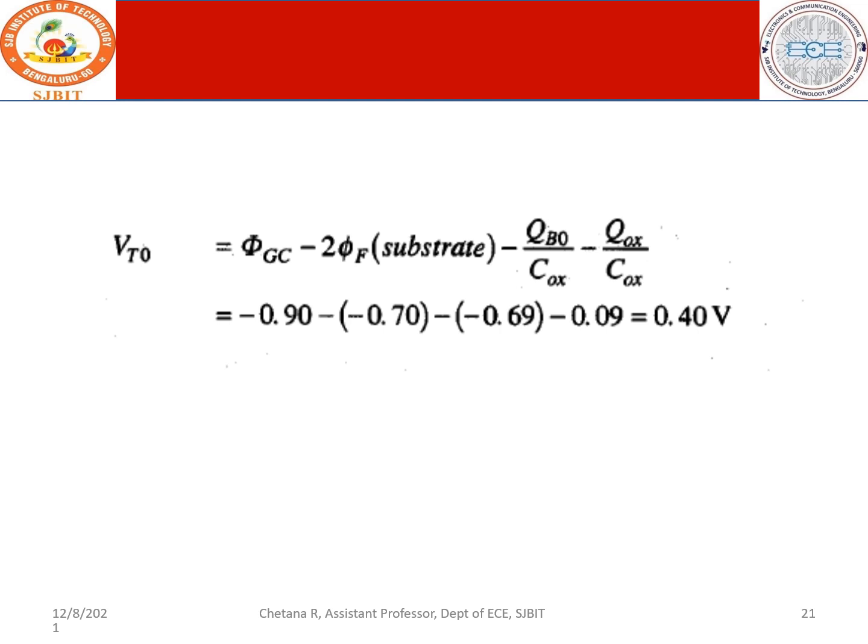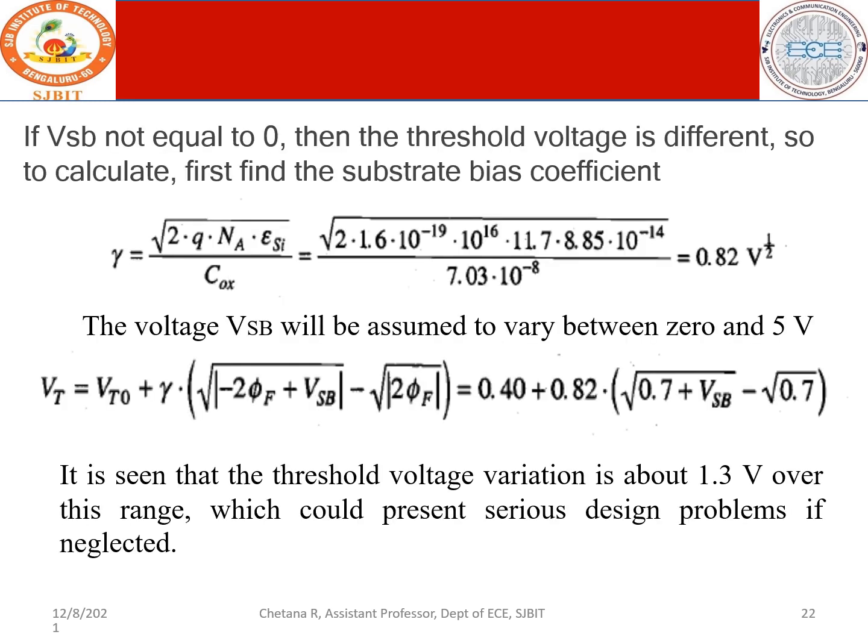So this is the long channel effect. If VSB is not equal to 0, then the formula differs. The threshold voltage would definitely be different. So for that we have to first find out the substrate bias coefficient gamma. Gamma is given by this formula. It turns out to be 0.82.